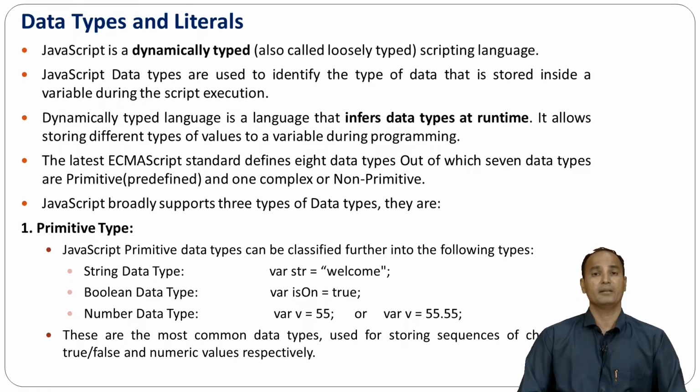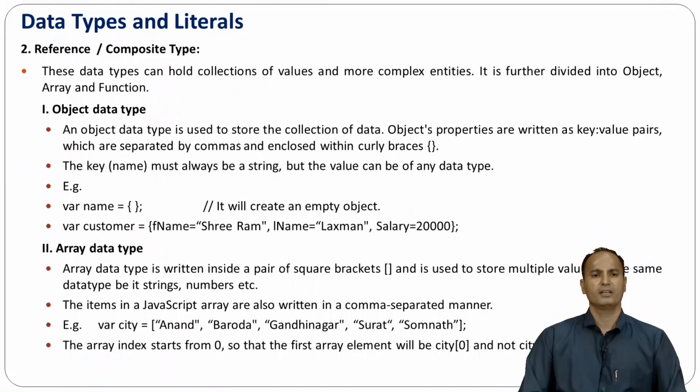JavaScript is dynamically typed, as we already discussed. The data type will be decided during execution, so we can store different types of values in a variable during programming. The latest ECMAScript standard defines 8 data types, out of which 7 are primitive and 1 is complex or non-primitive. The primitive data types are string, boolean, number and so on. These are the most common data types. While reference or composite data types contain an object data type.